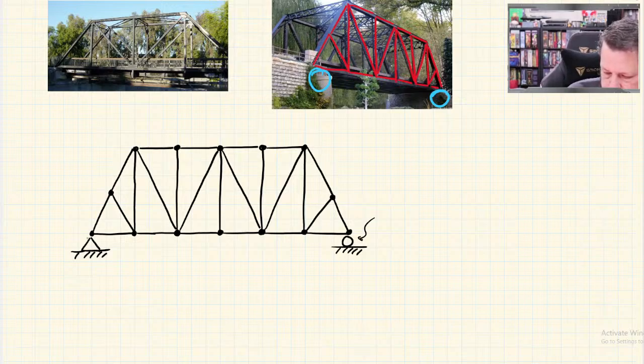So that's what I'm using to show a roller, and this time this is what I'm using to show a pin. Okay.